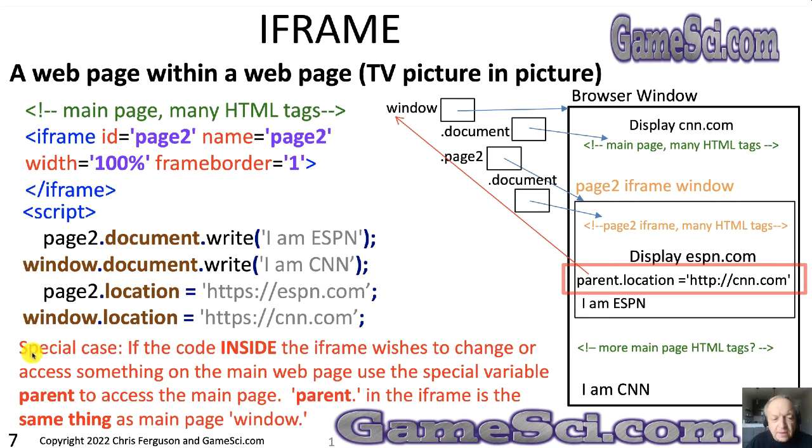Here's a special case. If the code inside the iframe wishes to change or access something on the main web page, it can use the special variable parent to access the main page. If you use parent dot inside the code of the iframe, you're really saying you want to go access the main page's window object. Parent dot in the iframe is the same thing as the main page window dot. Just like the main page can change the iframe, the iframe can turn around and change the main page.